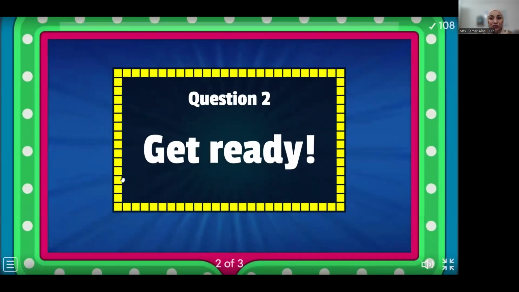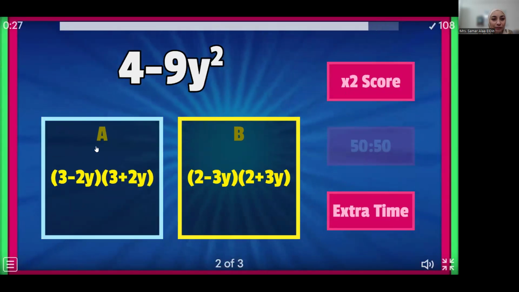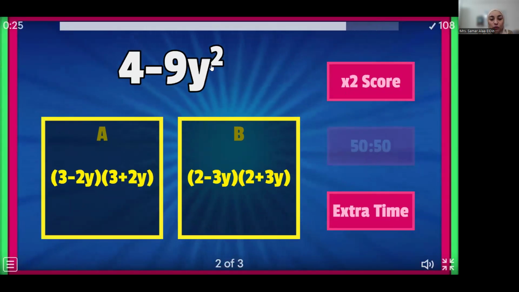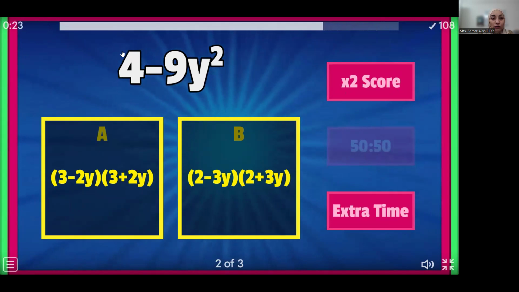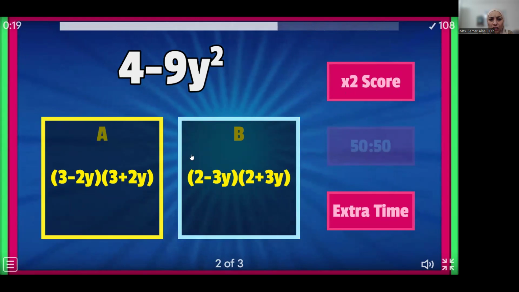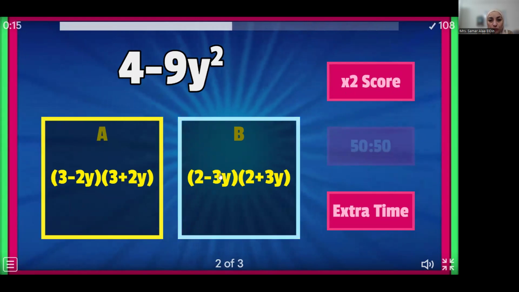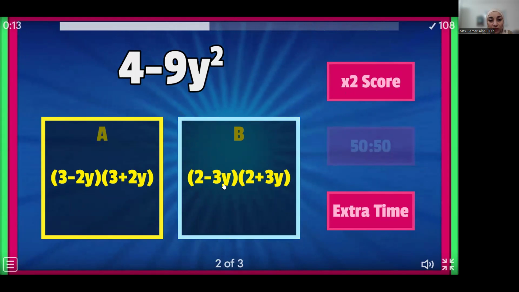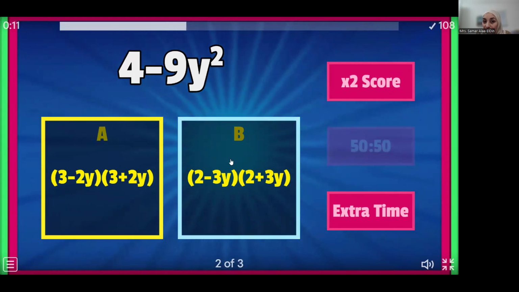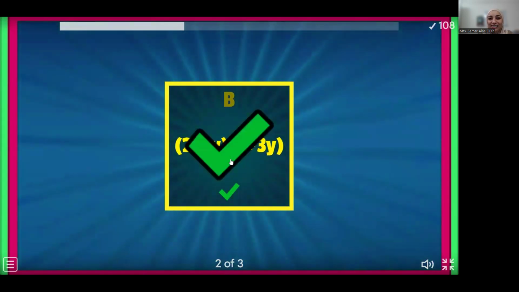Let's have another question. Hope you are having fun with me. 4 minus 9y². The square root of the first is 2. No, it's 3, not this one. Here it's 2. The square root of 9 will be 3. The square root of y² will be y. So the answer will be B. Yes, that's right. Excellent.